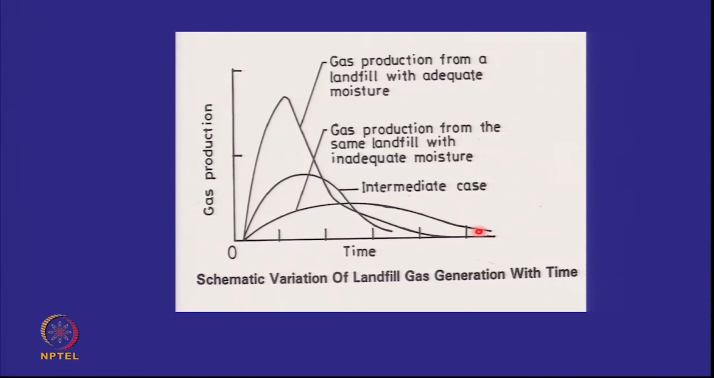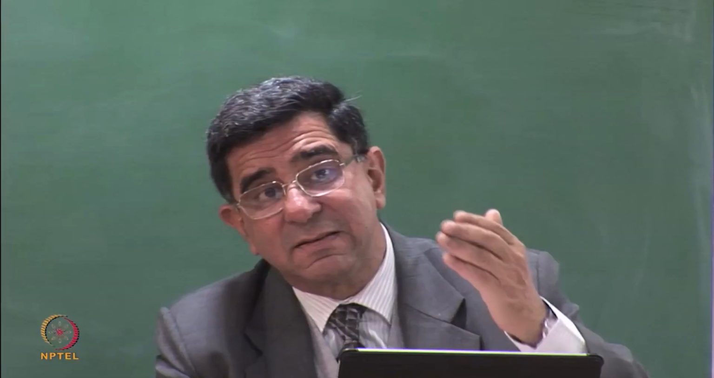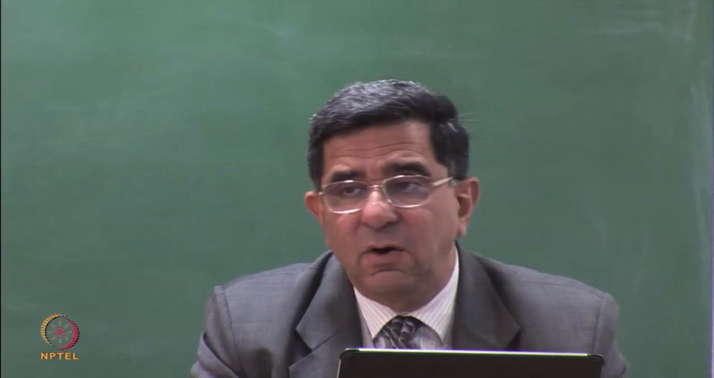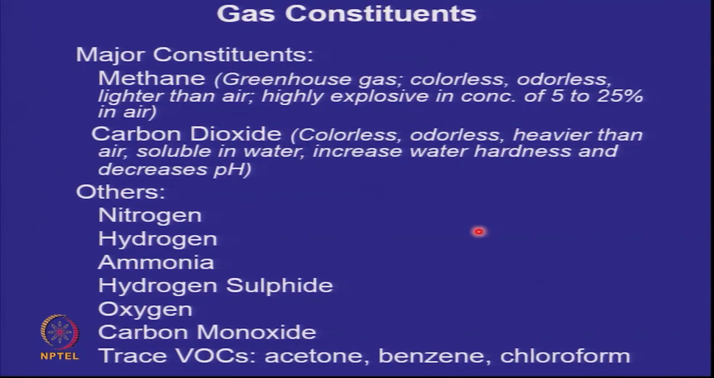But remember that gas peaks and then slows down. And if you look at the major constituents, as I said, methane and carbon dioxide are your major landfill gas constituents. So if you have a municipal solid waste landfill, you have to have a very robust gas extraction system. The other gases which you will get in a municipal solid waste landfill are nitrogen, hydrogen, ammonia, hydrogen sulfide, oxygen, carbon monoxide, and as I said, some of the trace volatile organic compounds.